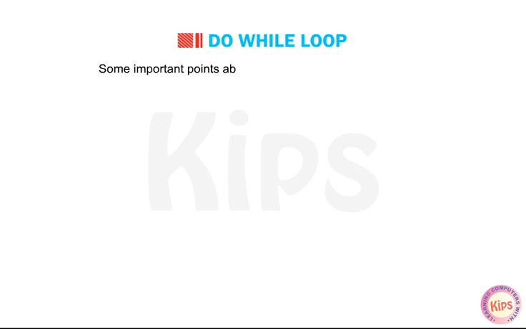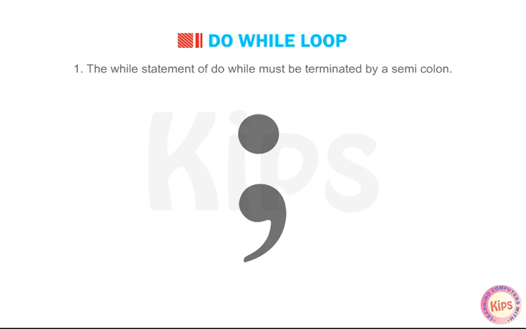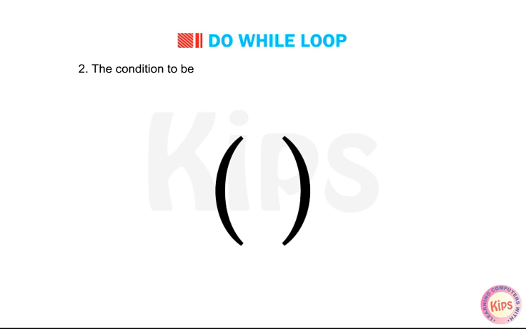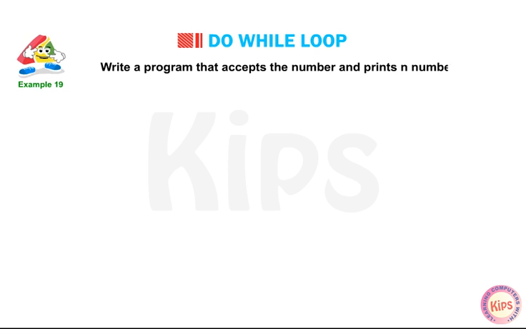Some important points about the do-while loop are as follows. Number 1. The while statement of do-while must be terminated by a semicolon. Number 2. The condition to be evaluated should be given within parentheses. Students, let us understand this through an example. Write a program that accepts the number and prints n numbers.